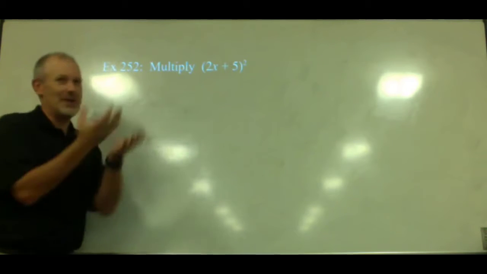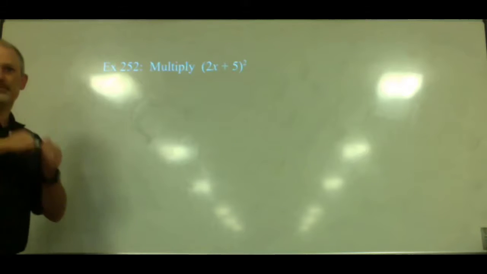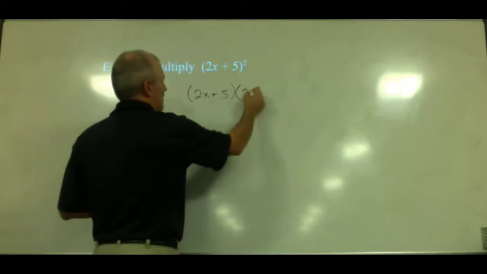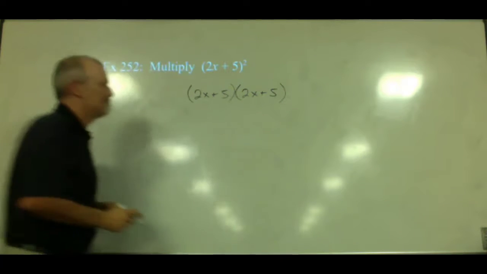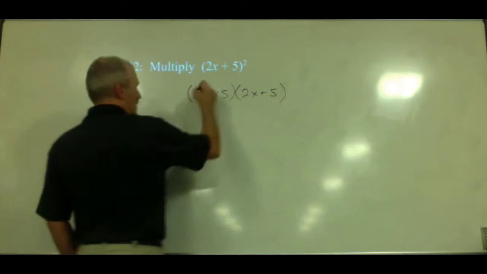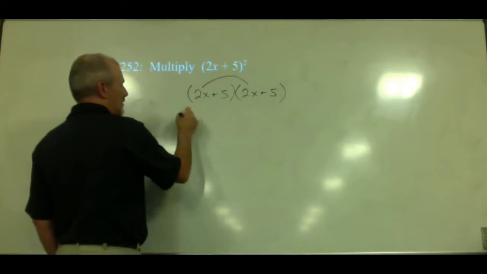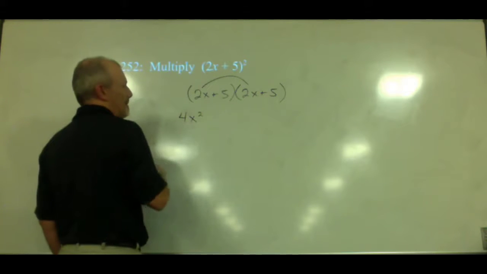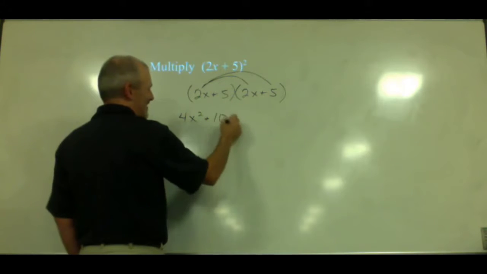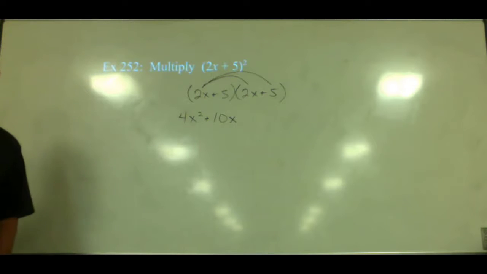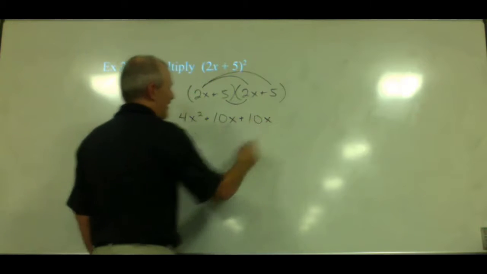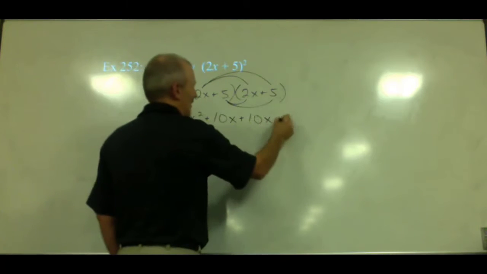Okay, so what do we have to do here? Make the 2 parentheses. Because there's addition involved, we have to multiply it by itself. Then what do we do? Distribute. 2x times 2x is 4x squared. Then plus 2x times 5, 10x. Then 5 times 2x is 10x again. And then 5 times 5, 25.